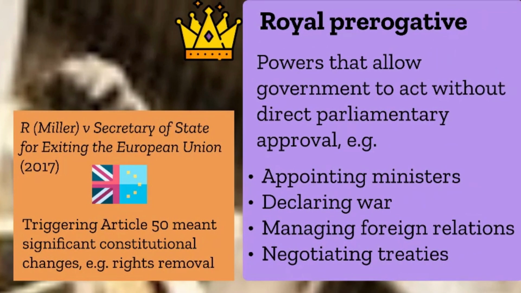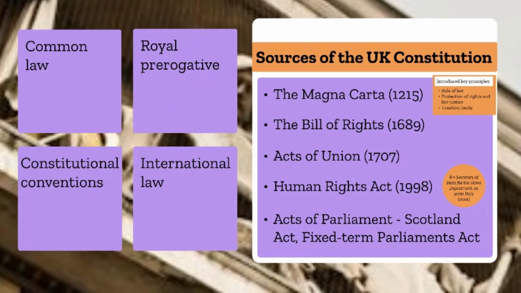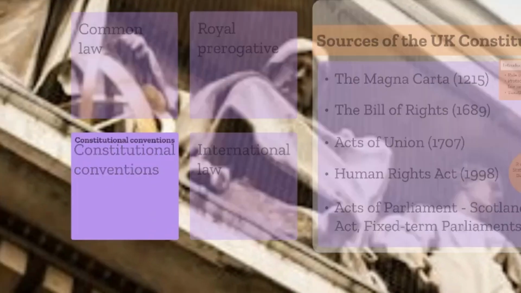So this gives you an idea of what royal prerogative is, when it can be used, and when it can't be used. Ultimately, if it's going to involve making or unmaking laws, it cannot bypass Parliament, as the case of R. Miller shows. Next up, we have constitutional conventions.